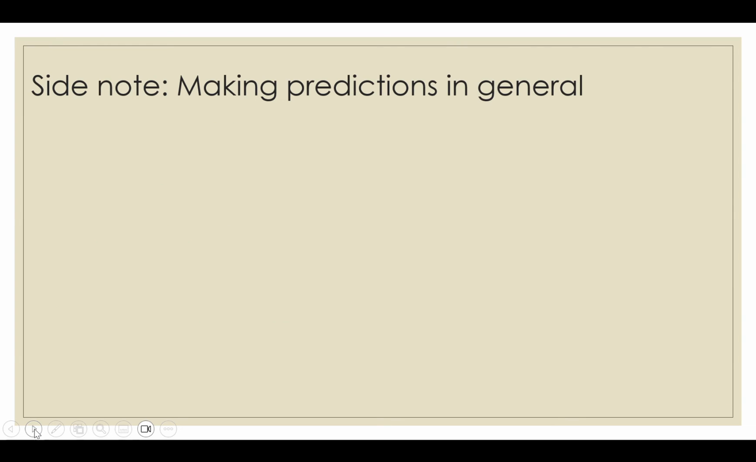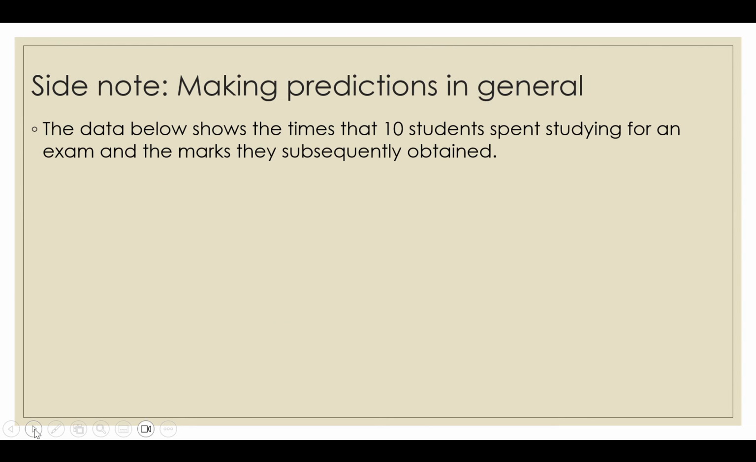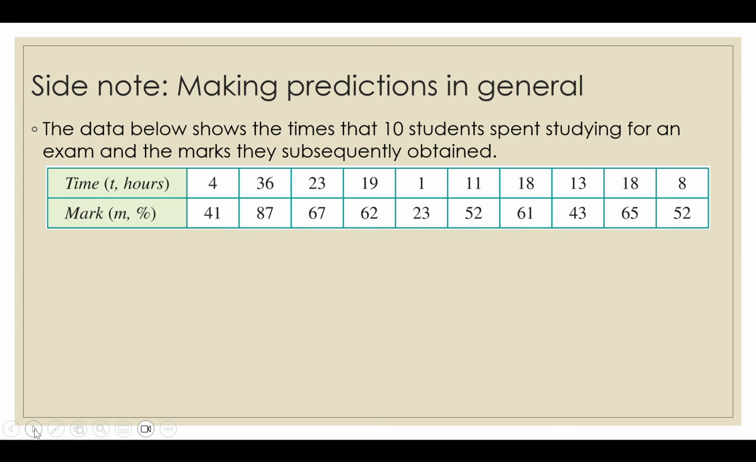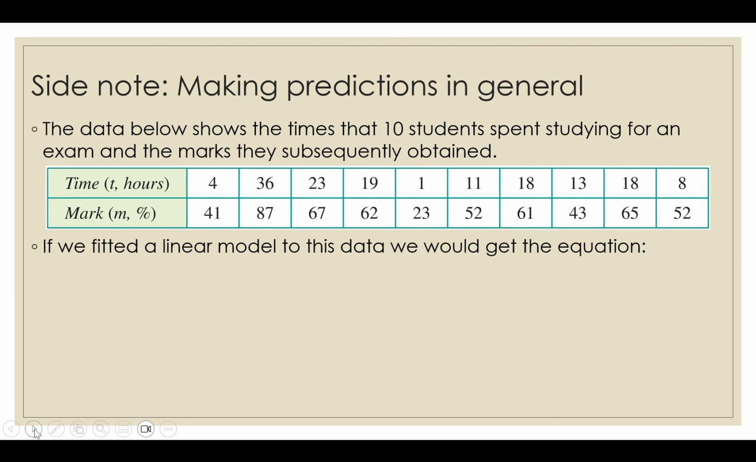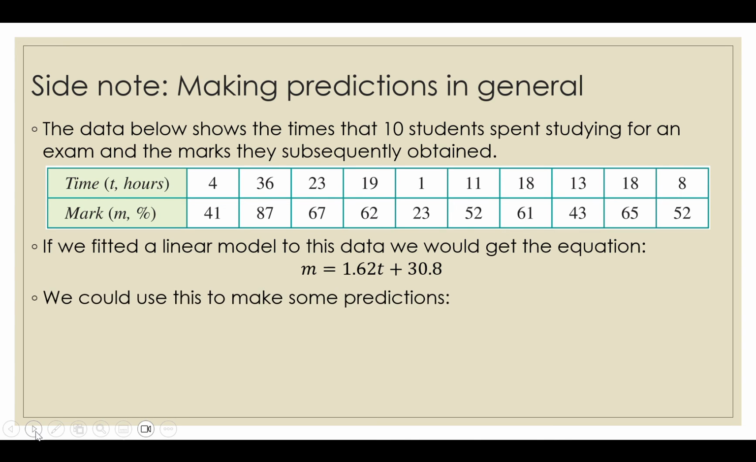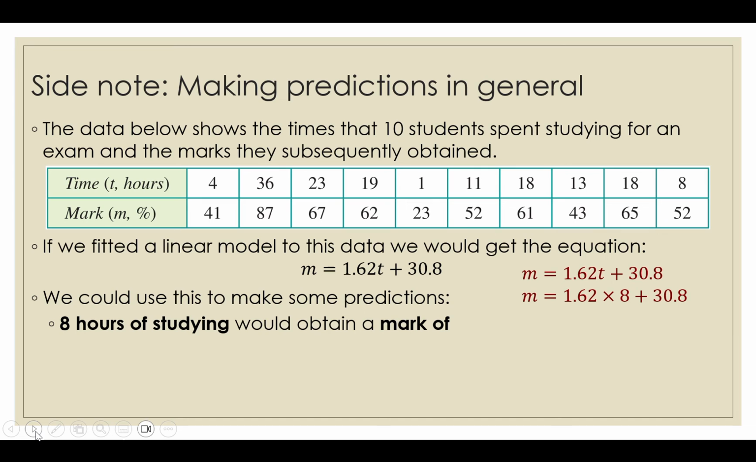Side note, making predictions in general. Let's have a quick look. Here is some data: time spent studying and their marks associated with that. If we inputted this data into our stats, we would generate this line of best fit, 1.62t plus 30.8. Then we could make a prediction. Let's say, for example, 8 hours of studying would obtain a mark of, substitute that 8 in, and you generate 43.76 as an estimation.